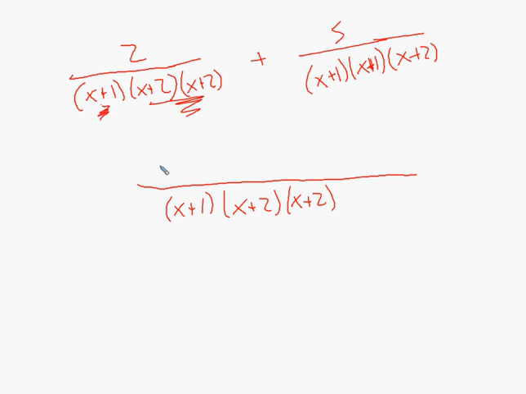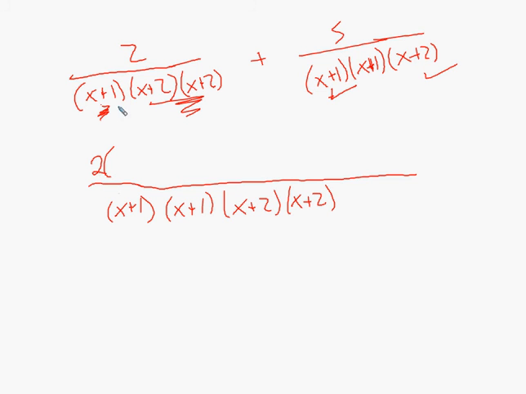And I have this. Now, as I look at this fraction, do I have one of the x plus 1s? Yes. Do I have the second one? No. So I need to add that one in. I have an x plus 2 here. Do I already have one of the x plus 2s? Yes, done.